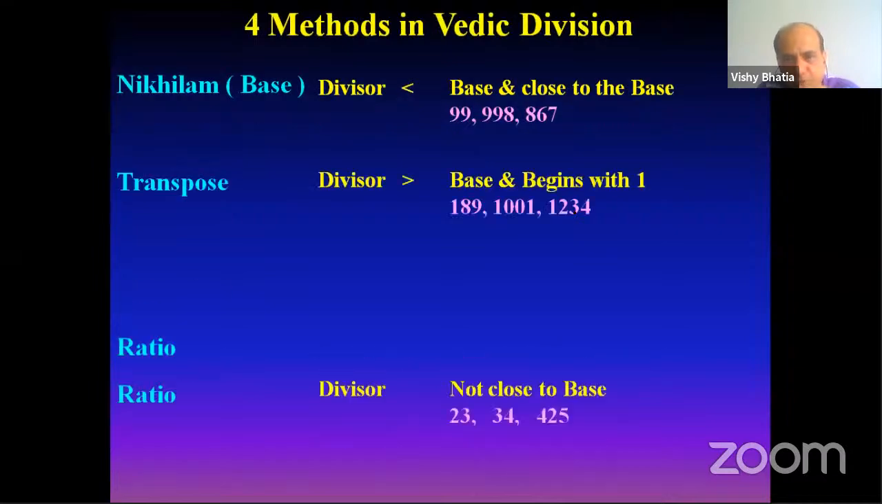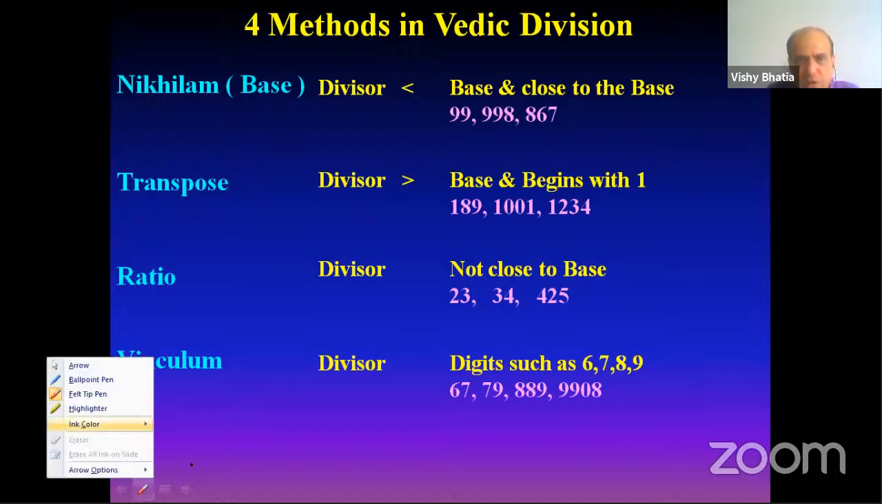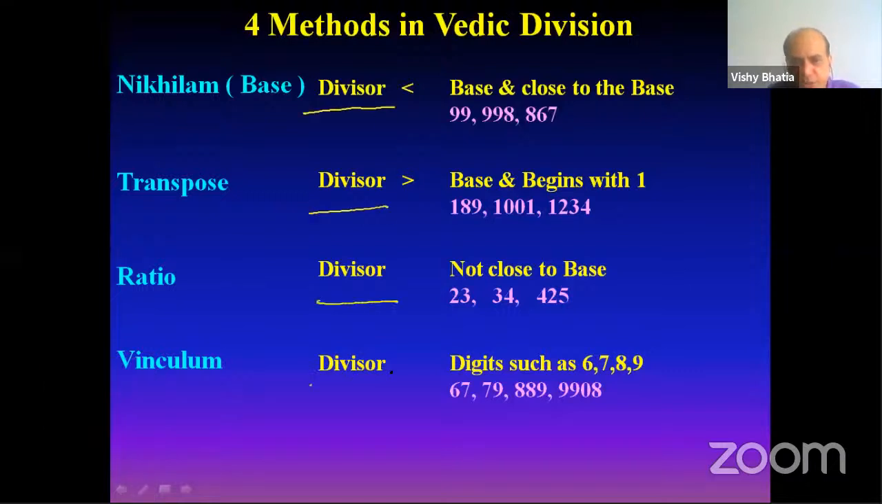This particular slide will give you a very good heads up display on everything. You just need to remember this. See, over here, just notice what I'm doing in my presentation. I'm not looking at the dividend at all. It's the divisor all the way. What is my divisor? Where is it? Is it close to any base? Does it have digits like 6, 7, 8, 9? Can I convert these digits into something?